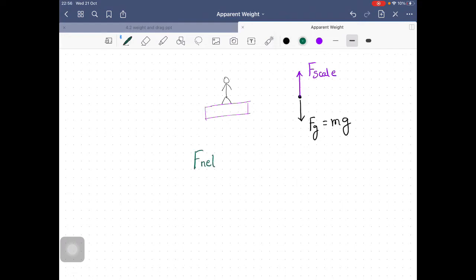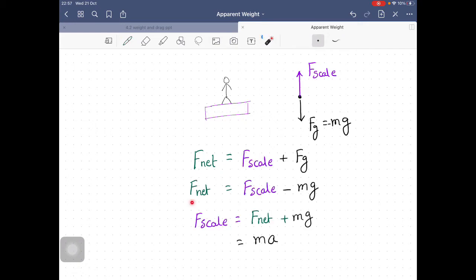F net will be the sum of all forces. So F net is equal to F scale minus mass times the gravity. So F scale is equal to F net plus mg. The F net value is mass times the acceleration.